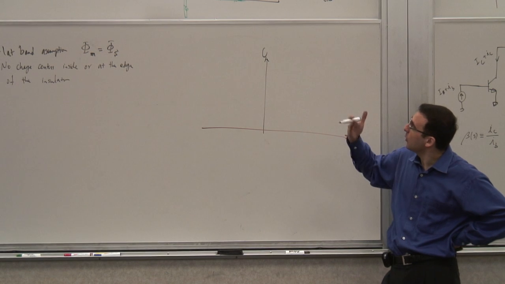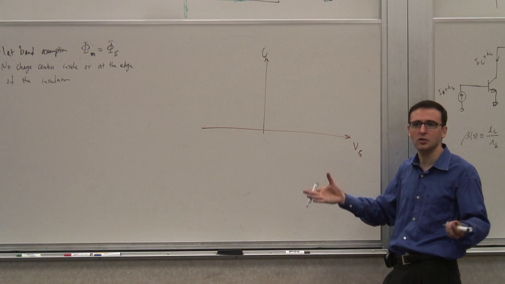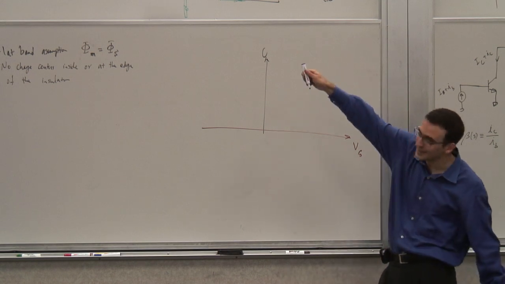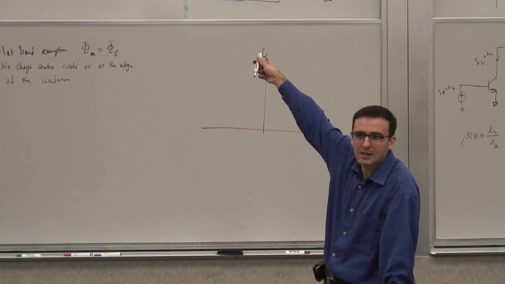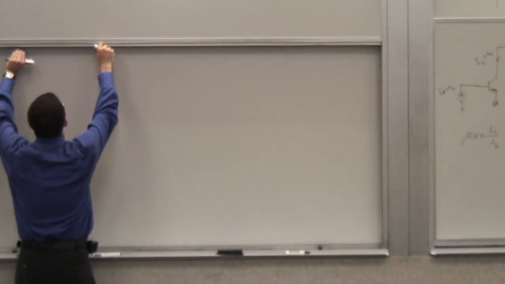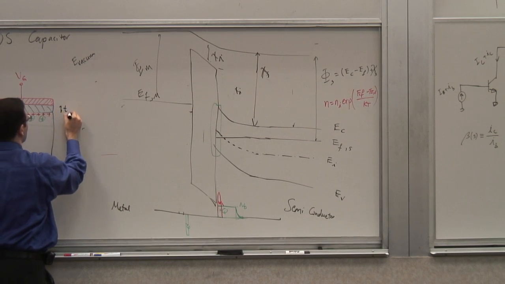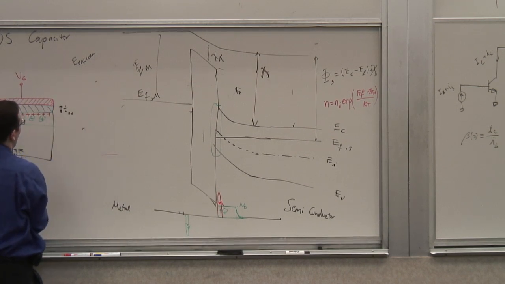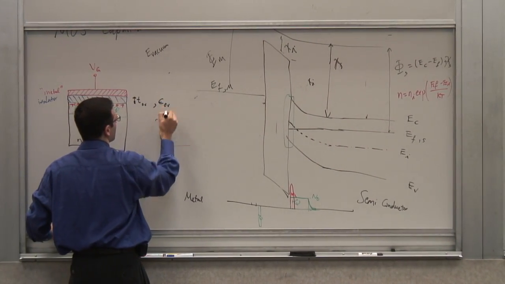At that point, what mode of operation are you in? You're in accumulation, right? For positive voltage, you attract a lot of electrons from the bulk, so you accumulate electrons at the surface. So your capacitance is essentially, as you pointed out, the capacitance of the oxide. What is the capacitance of the oxide? Let's say the thickness of this insulator layer is called T ox, and let's call the permittivity epsilon ox.